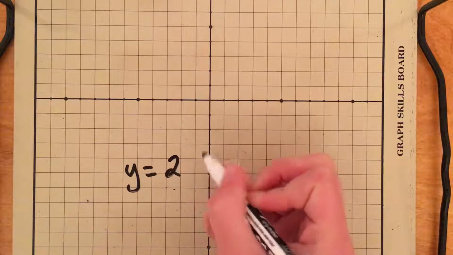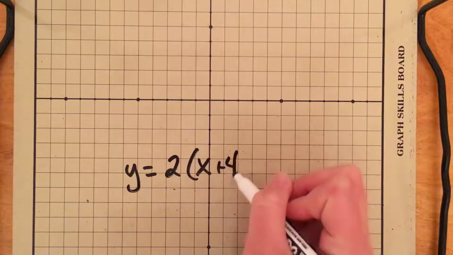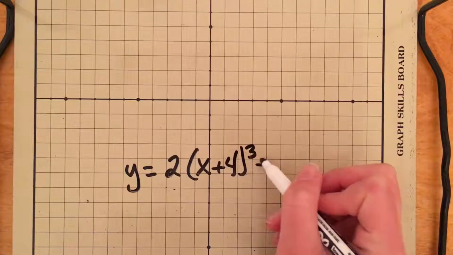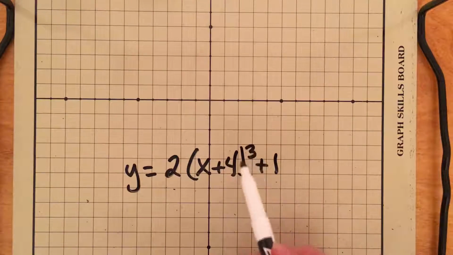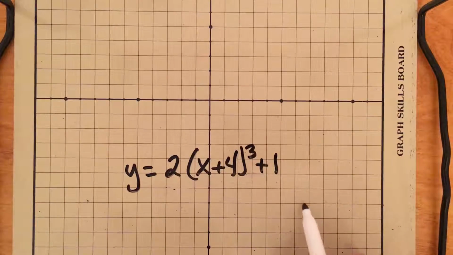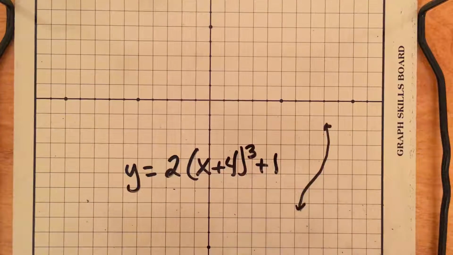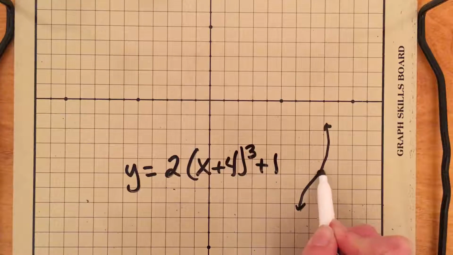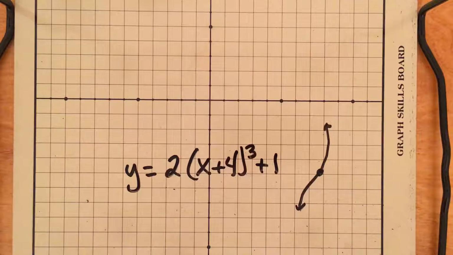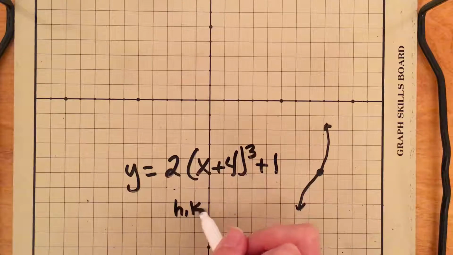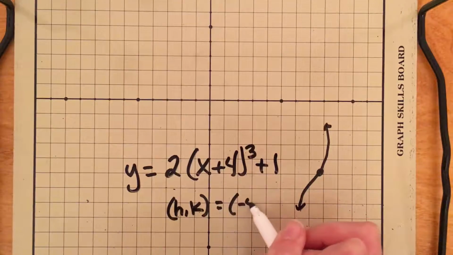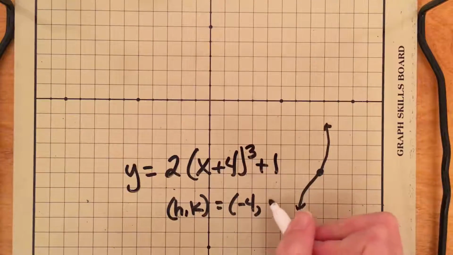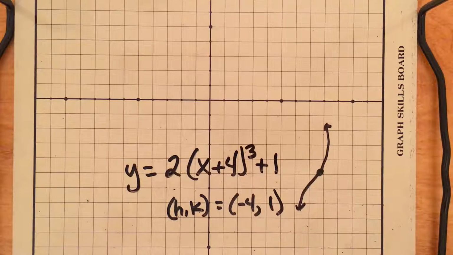We have a positive 2(x + 4) cubed plus 1. And I know it's a cubic because of this 3 right here, so it's going to have a different shape than that parabola did. It's going to look like an S, kind of like the squiggly shape, okay? This meaning that was the center. So let's first of all figure out the HK point. So HK is the opposite of this number in the parentheses, so -4, and then this one stays the same, +1.